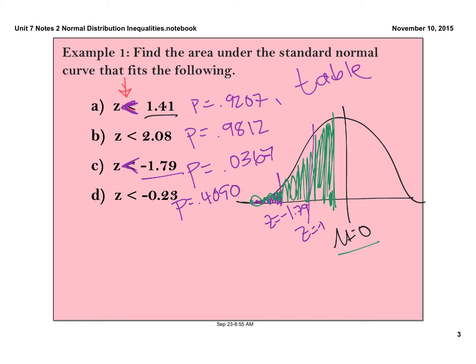4090. Okay, so bottom line, left side, when you see less than is the left side of the curve. That means you're looking to the left. These are given to you in the table. You don't have to do anything special.